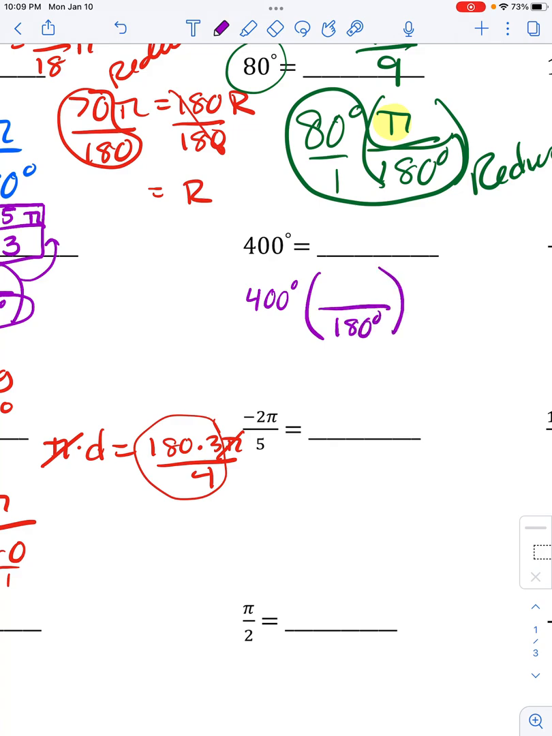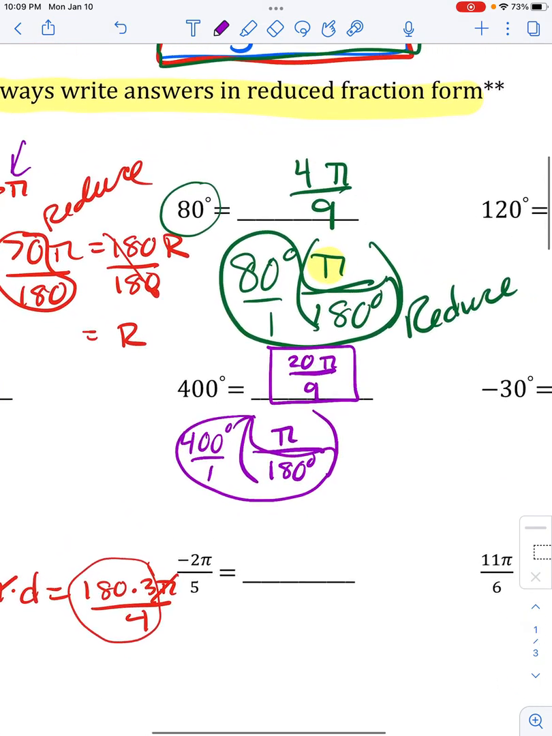I want the matchy-matchy degree on the bottom, pi on the top. That pi is going to stay in my answer. I'm going to reduce this because this 400 is like over 1. So 400 divided by 180, math, enter, enter. It reduces to 20/9. So 20 pi over 9 would be the same as 400.